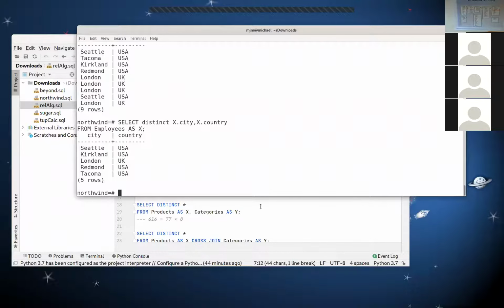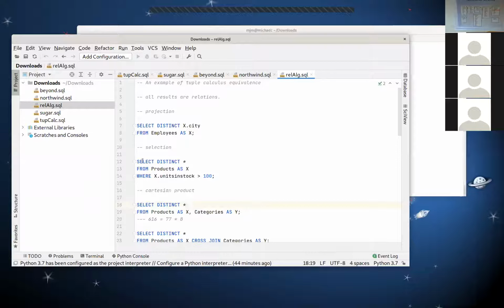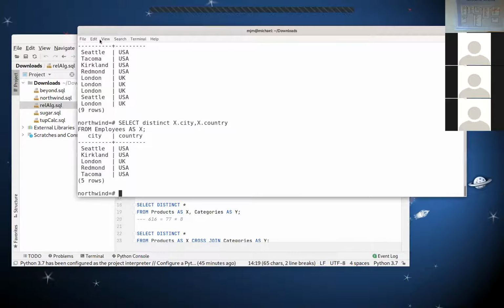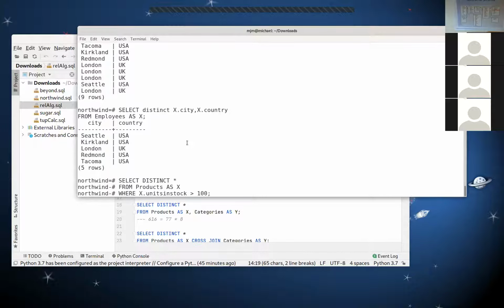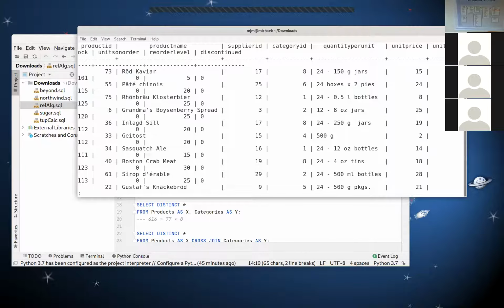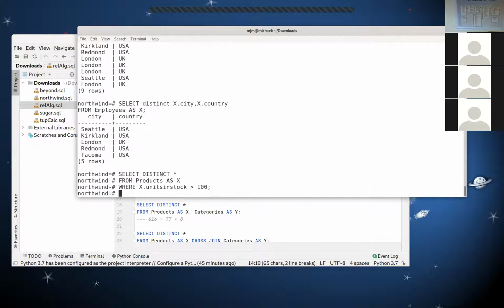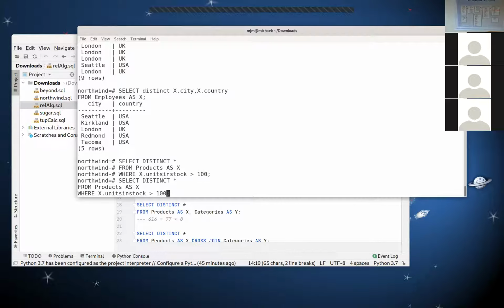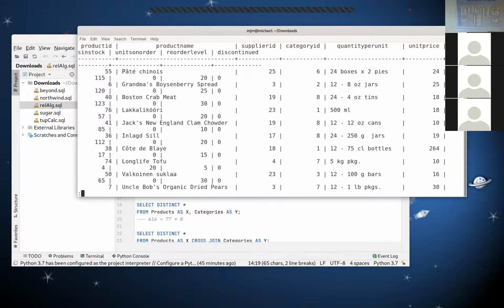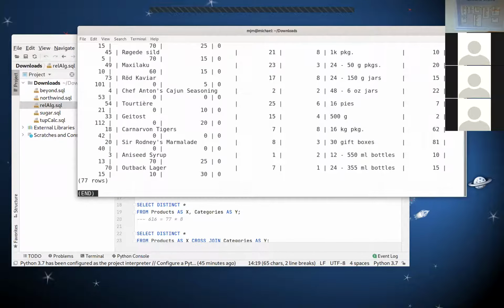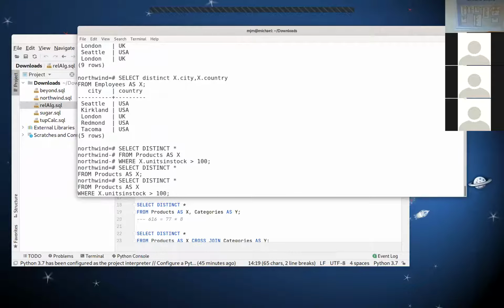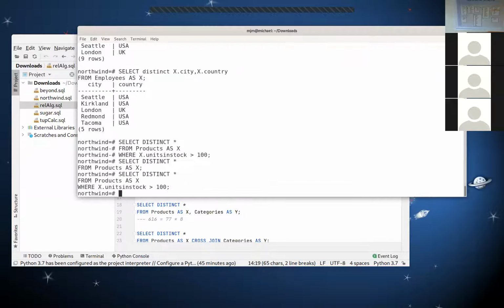So what's the next operator? We want to do selection. Here's a selection. We're going to get all the products where the units in stock is greater than 100. Let's see, how many are there? There's 10 of those. If I go back and just get all of them, there's going to be 77. So 10 of them have more than 100 units in stock.